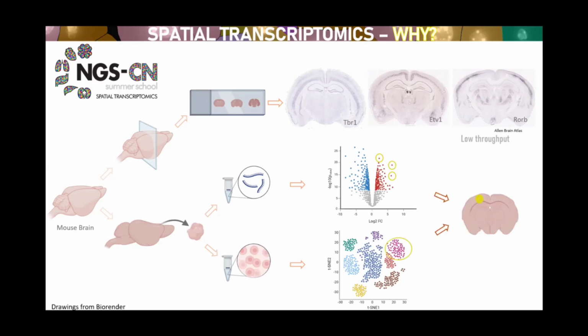But still, after going through these methods, it's usually useful to go back to the tissue and see where I have these differentially expressed genes, or where this new cluster that I found is located or affected in our tissue. And this is when spatial transcriptomics becomes very useful.